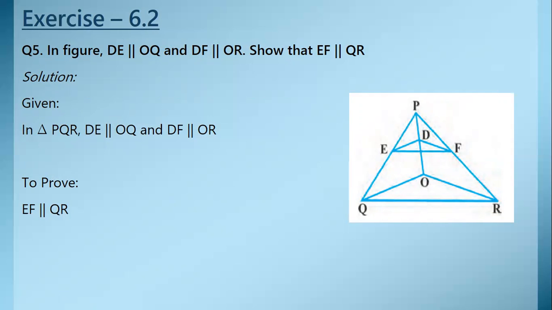In the figure, DE is parallel to OQ, this face, okay, and DF is parallel to OR. We have to show that EF is parallel to QR. So this is a tetrahedron and on two faces, the lines are parallel. The third face we have to prove. So in triangle PQR, DE is parallel to OQ and DF is parallel to OR. This is given. We have to prove EF is parallel to QR.